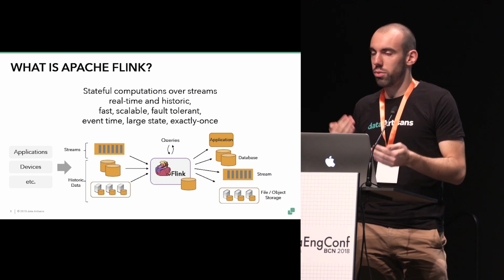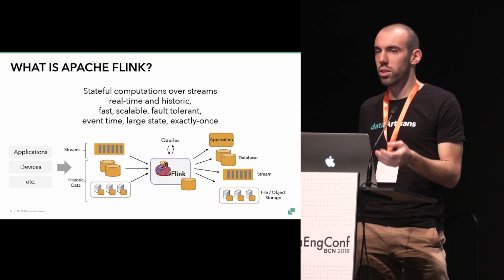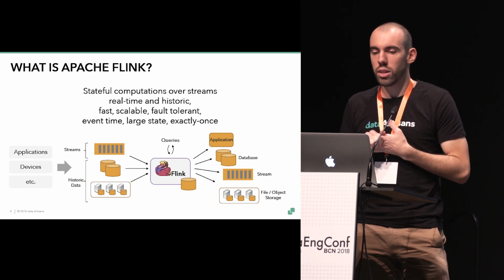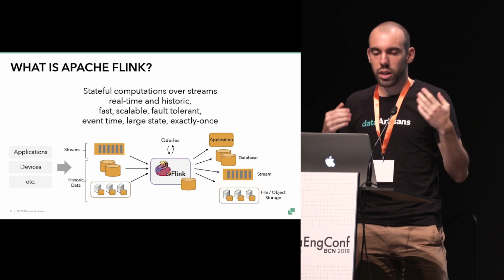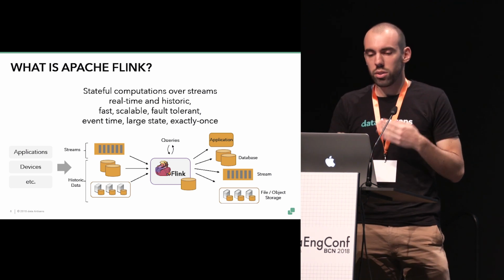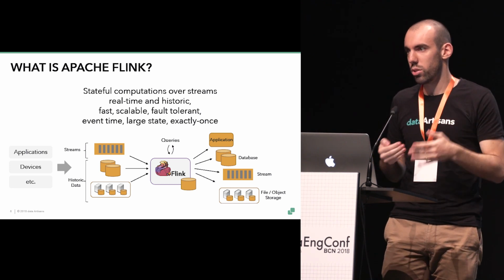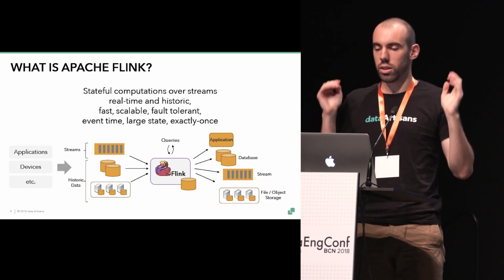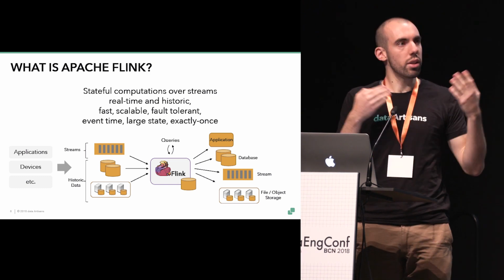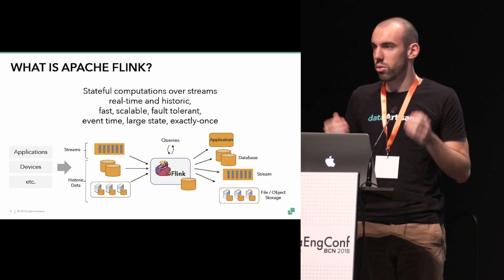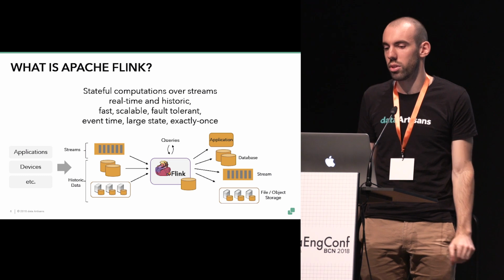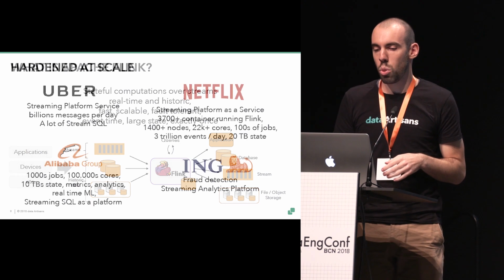Through the architecture of using a stream processor, we can connect to different sources and sinks. The data can come from applications, from devices, IoT, sensors, and you can process both real-time data streams and also historical data that is stored in S3, for example. After the Flink computation is done, we can dump our results into databases, into Kafka, into file systems. It depends on your use cases.